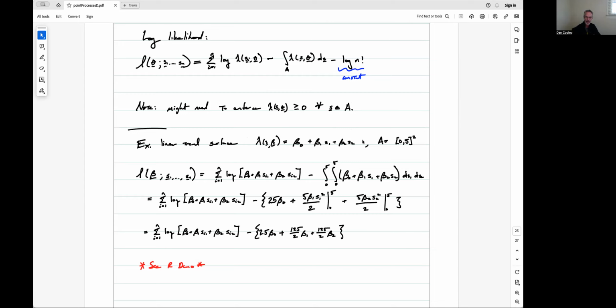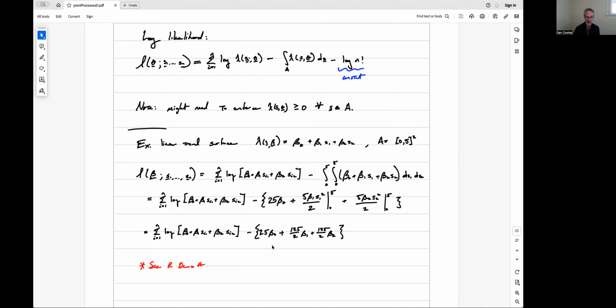But if I plug this in, then my log likelihood is the sum of the logs of this evaluated at the n locations, i equals 1 to n, and then minus the integral of my intensity measure over A. I'm going to assume that my study region is the square from 0 to 5. So you can see I'm doing that integral. This is just the integral of a polynomial. And so we get this expression for our likelihood.